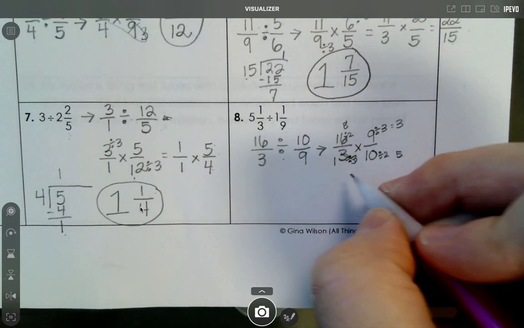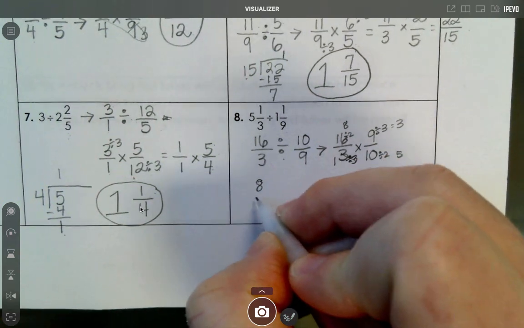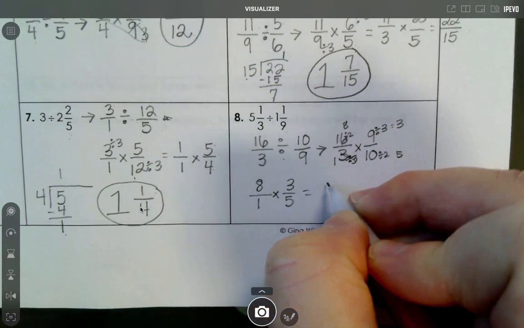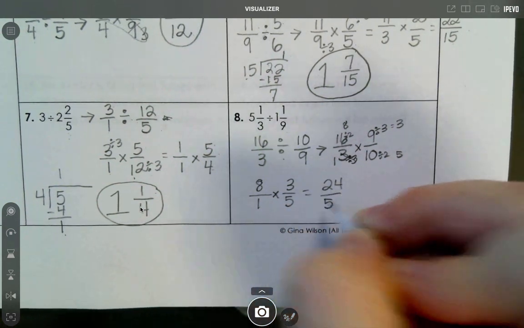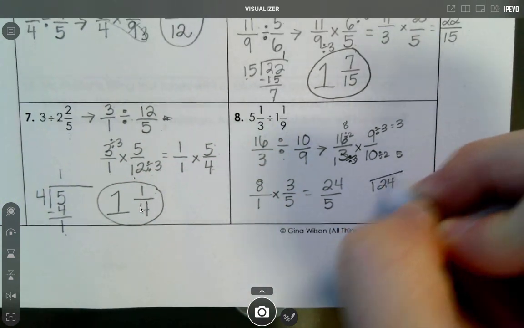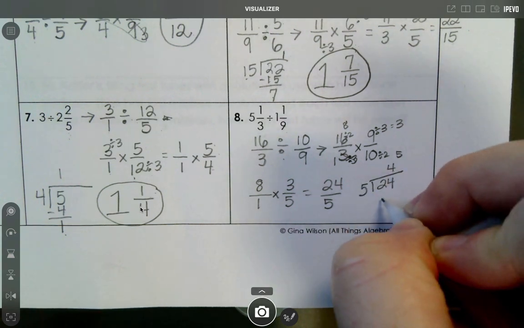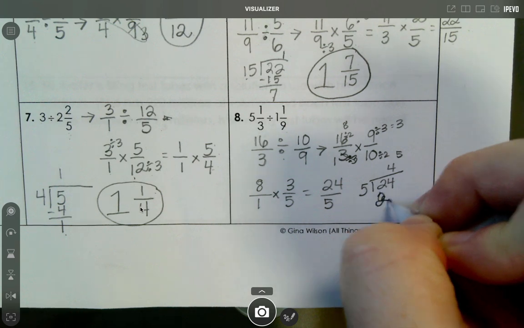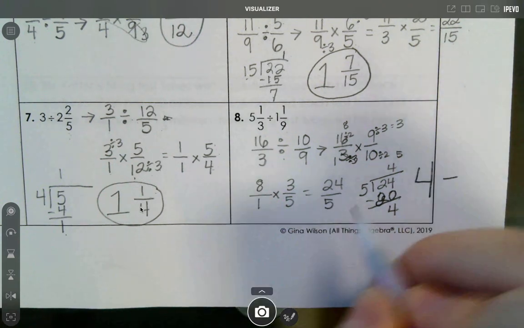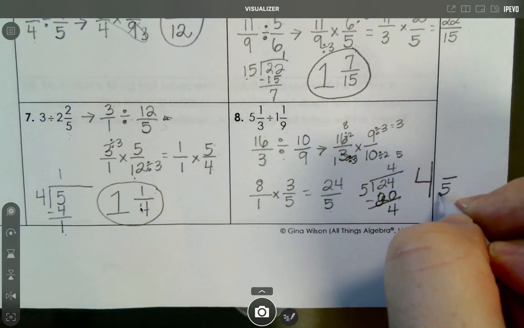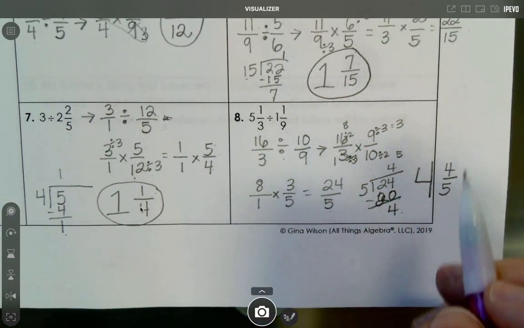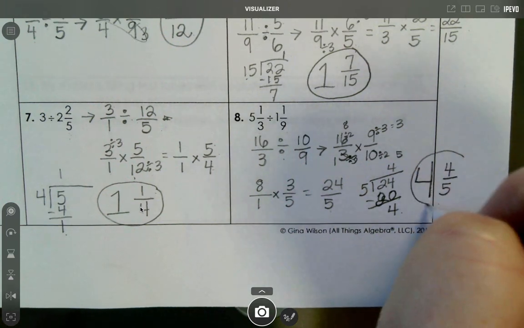Okay, so when I rewrite that down here, just so we don't have a mess, 8 over 1 times 3 over 5. And I get 24 over 5. Now it's improper, so I do need to divide. So 24 divided by 5. 5 goes into 24 4 times. 5 times 4 is 20. I get 4, so my whole number is 4. My denominator stays the same, which is 5, and my remainder is 4. And because I cross simplified back over here, I don't have to simplify my final fraction in my mixed number.